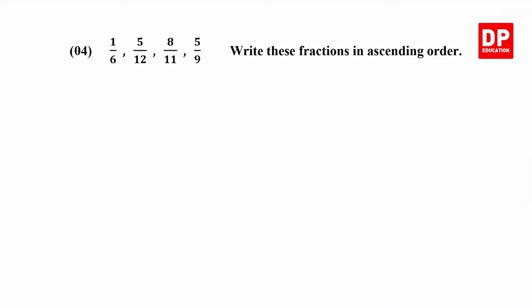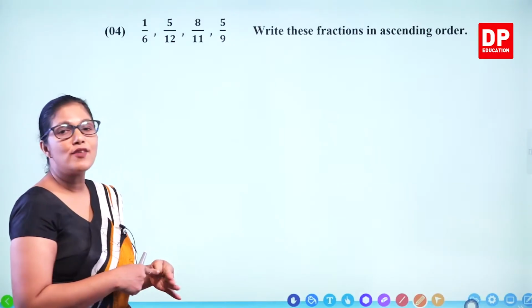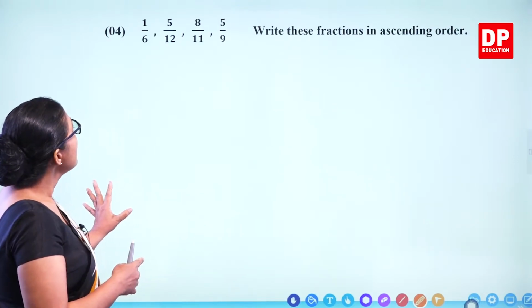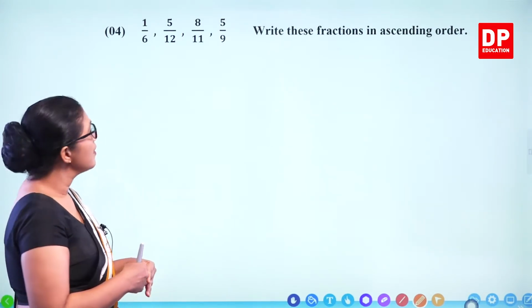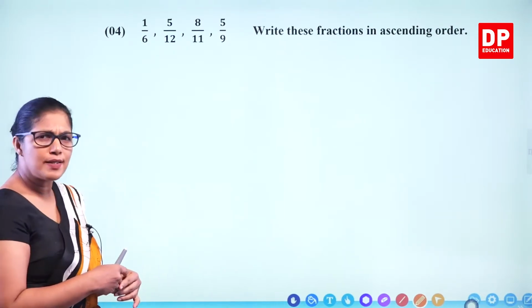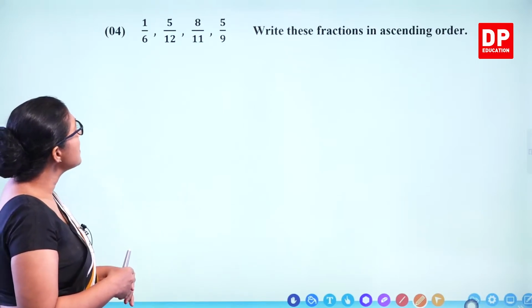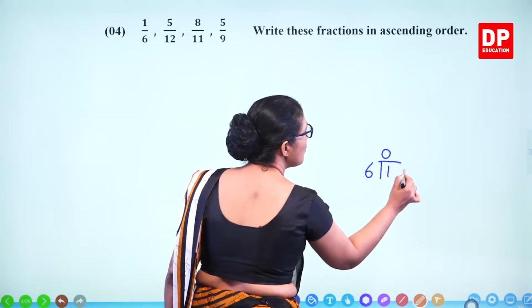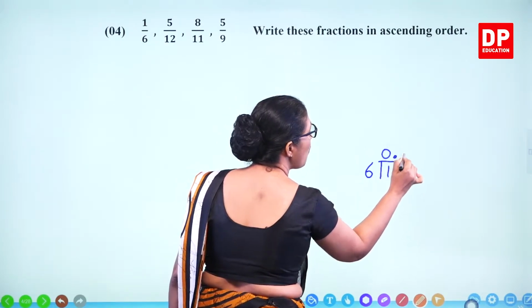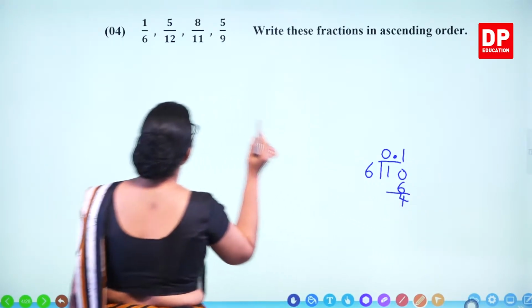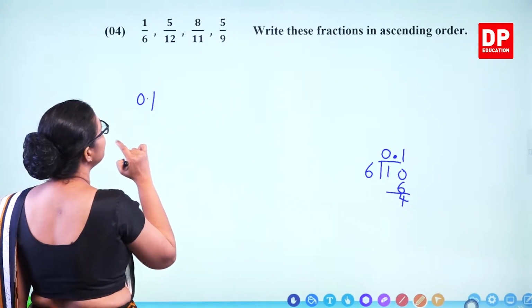Question number 4. Write these fractions in ascending order. Numerators are different as well as denominators are different, so you can't take the smallest one first. So what's the easiest way to do? You can convert to decimals and see. 1 over 6. 1 divided by 6, 0, and for 10, that's like 1. So 1 point something. So roughly 0.1 here.